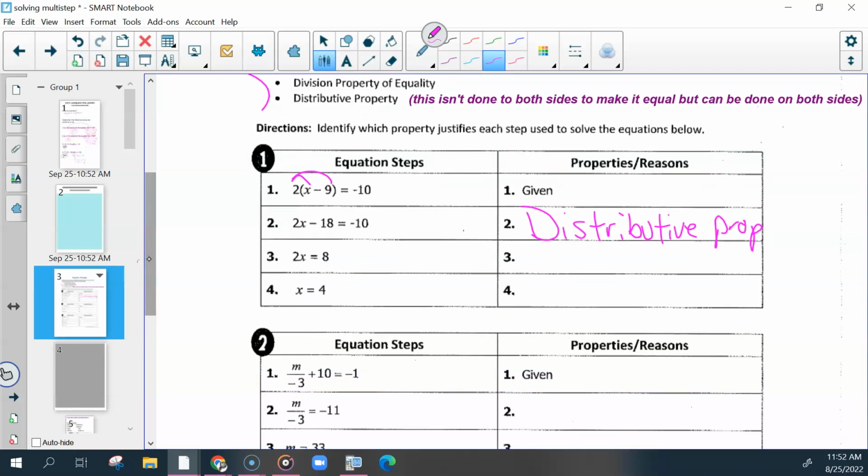Right, so they distributed. Subtract what? Subtract 18. Well, add. There we go. So they added 18 to both sides in this next step to get positive 8. So that would be our addition property of equality. I'm going to shorten that to POE, property of equality. And then that last one would be division. We divided both sides by 2 to get 4.